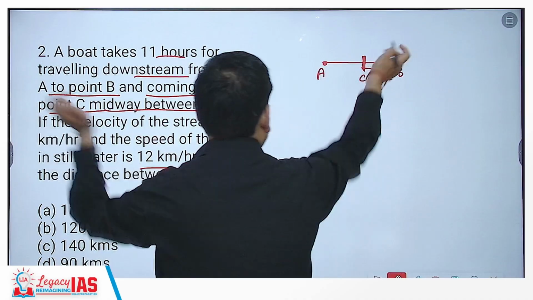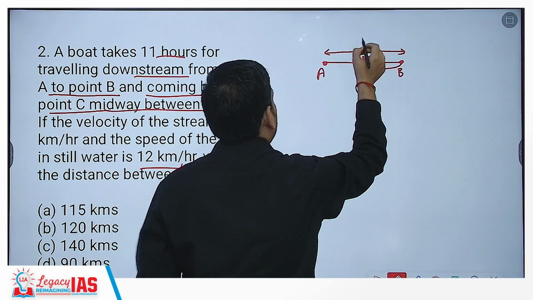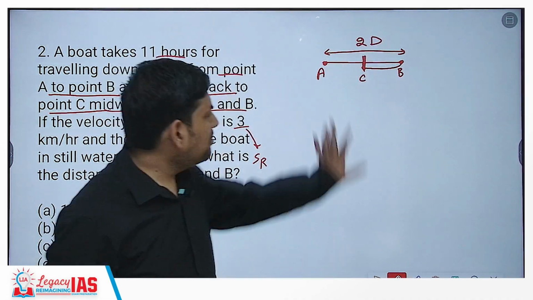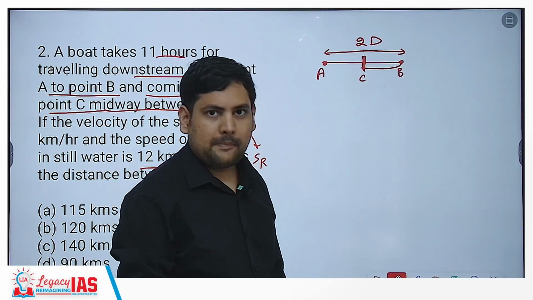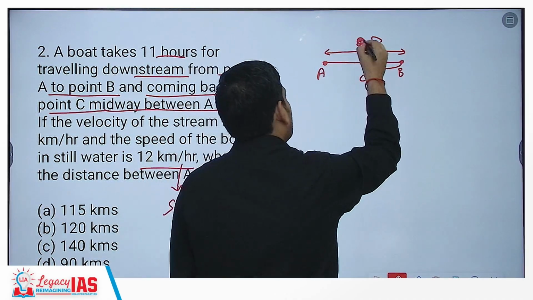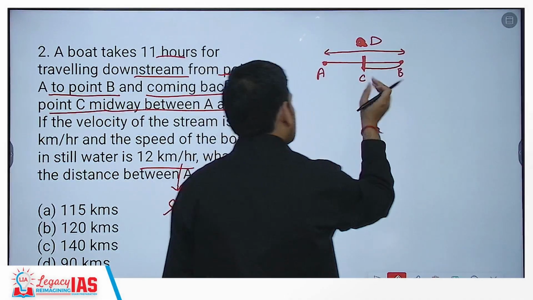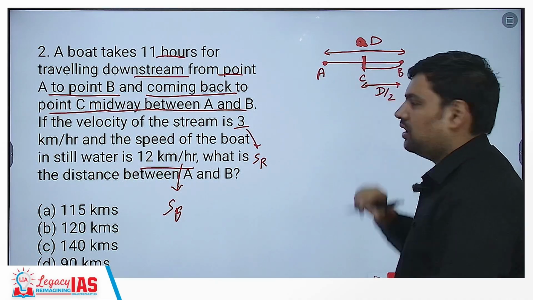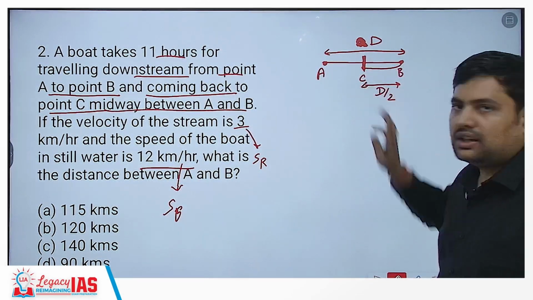Now, I assume this whole distance to be, let's say, 2d. I can assume it to be d and d by 2 also, but let's assume this whole distance is d. From A to B, the distance is d. Then from B to C, C is right at the middle point, so this becomes d by 2, correct? So in total, it is traveling d and then d by 2.